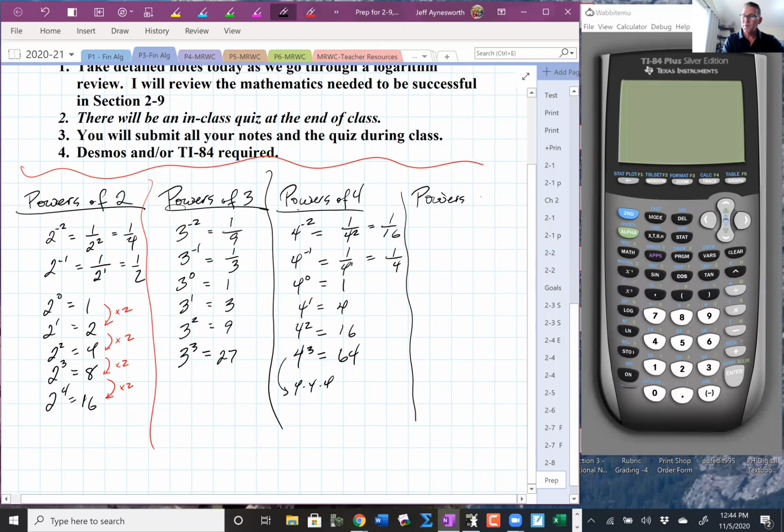All right, let's switch to powers of 5 now. Okay, here we go. Let's look at 5 to the negative 2 power, 5 to the negative 1 power, 5 to the 0 power, and so on. Let's go all the way up to 5 cubed. All right, take a moment and work on those, guys.